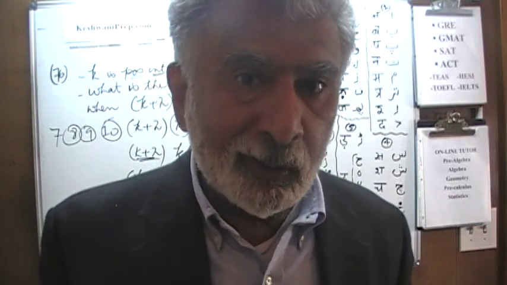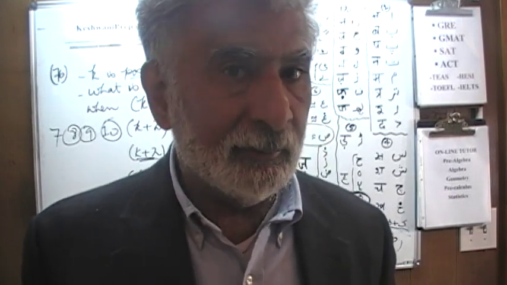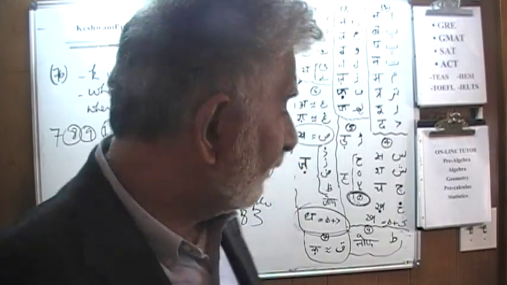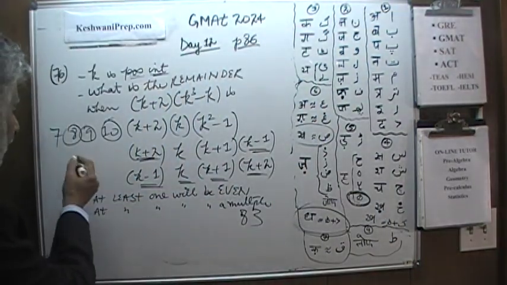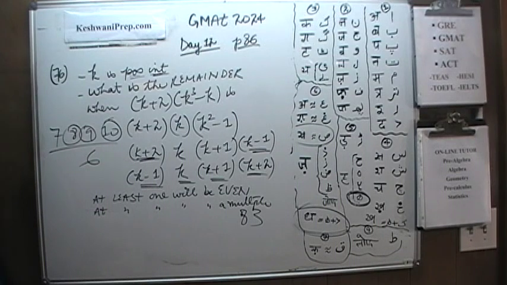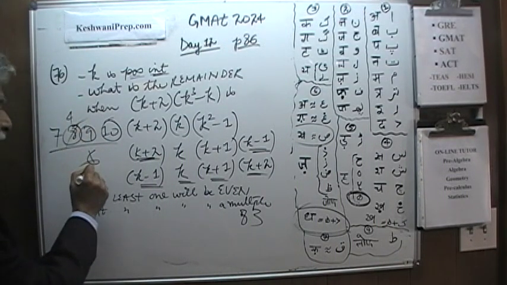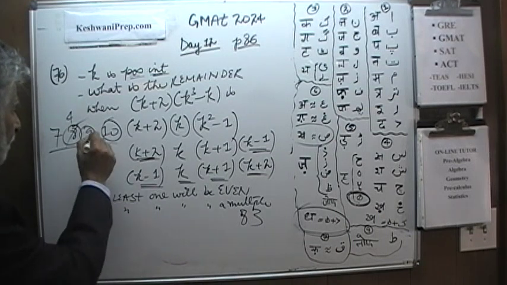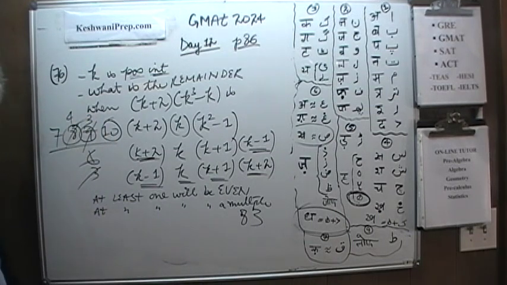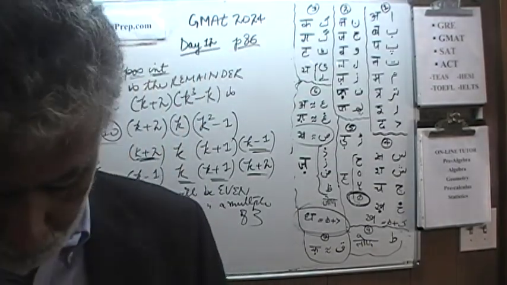So if you got one number that's a multiple of 3 and one number that's a multiple of 2, then obviously this product has to be divisible by 6. When you divide it, the remainder will be 0.